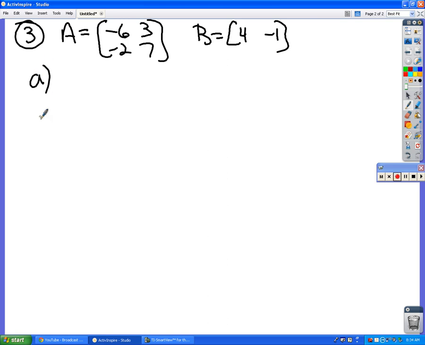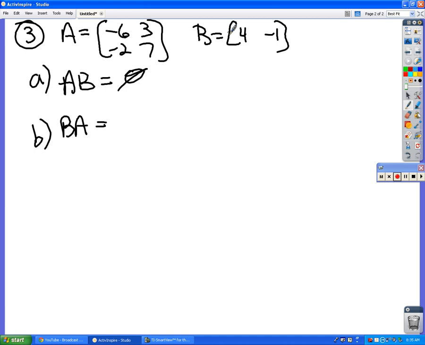Number 3. We're going to go A times B first. And what do you notice? We need to think about B. We can't, because if I try to go this row across times this column down, since this has 2 entries and this only has 1, it's not possible. Dimension mismatch. It was the second one, right? Okay, second one. Now we're going to go backwards.